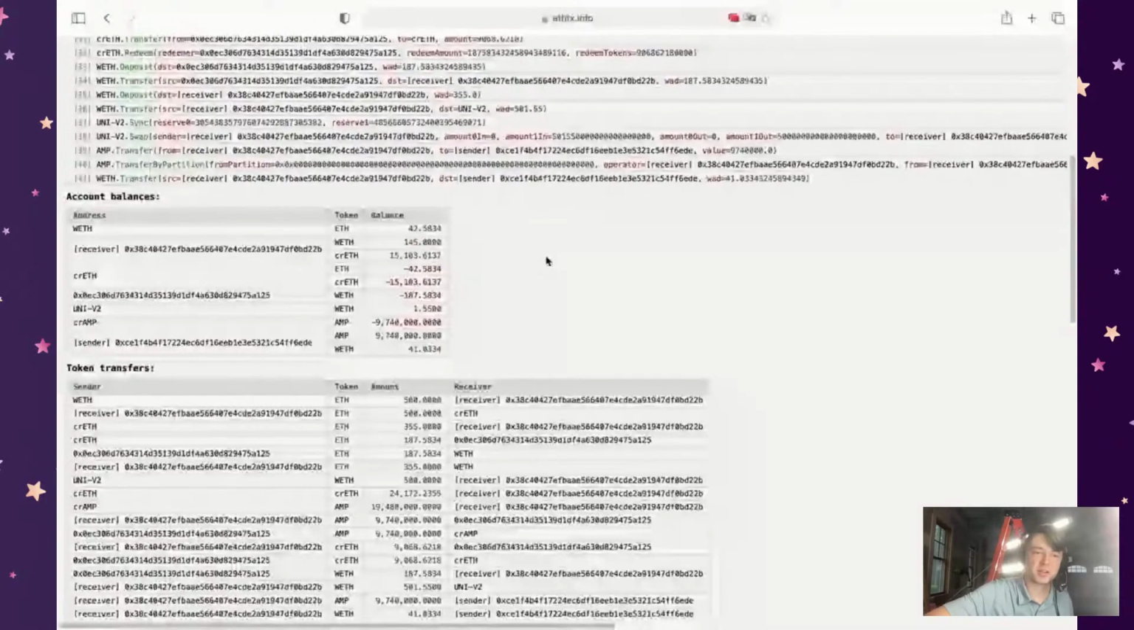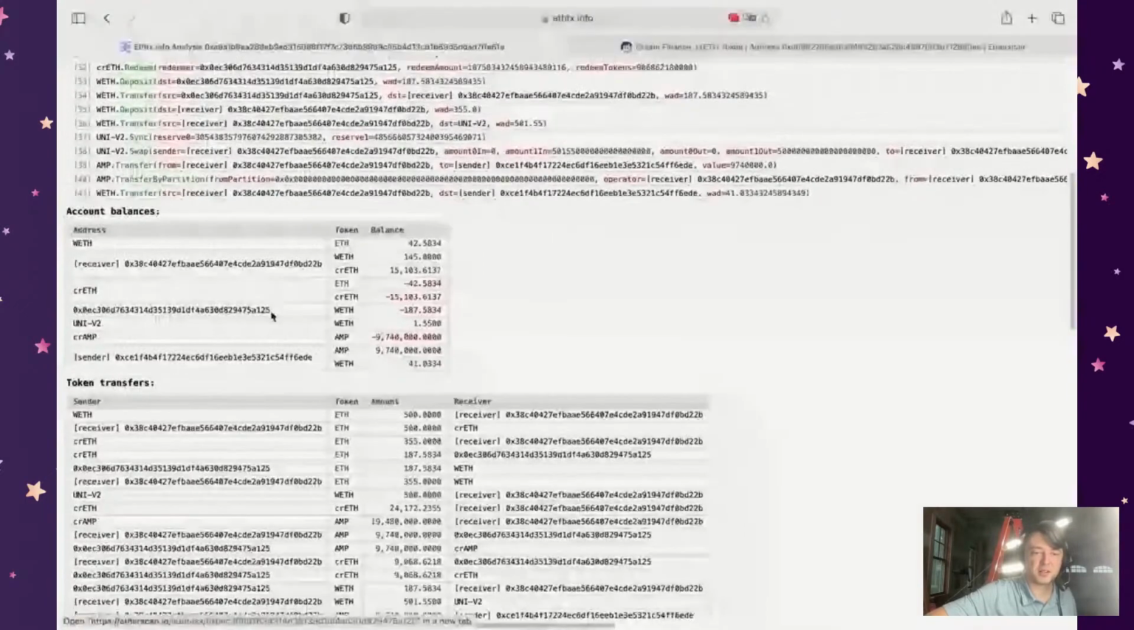But in looking at this to see who the winner is, the attacker is clearly a winner. Who the loser is, this CR ETH contract is a loser, as well as whatever this contract is, quite a loser.